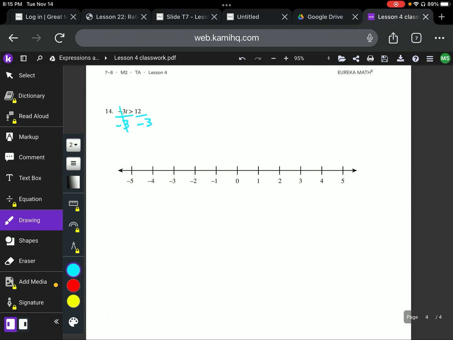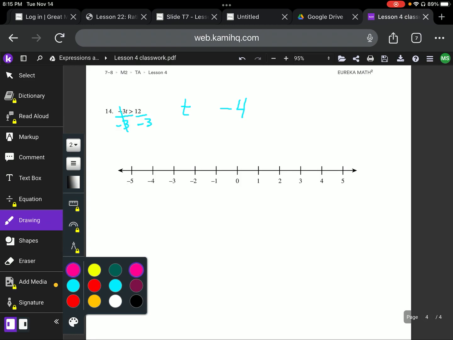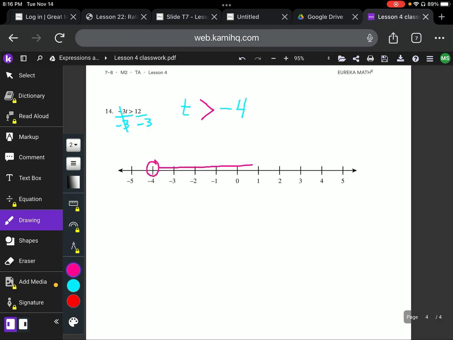-3 divided by -3 is 1, so we get 1t, and 12 divided by -3 is -4. So what I'm going to do right now is keep the inequality symbol the same and see if this makes sense. We're just going to say t is greater than -4. So let's test this out and see if this works. I'm saying numbers like 0, 1, 2, 3, -2, all of these are answers.